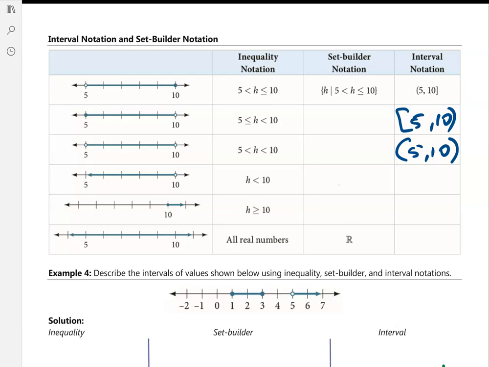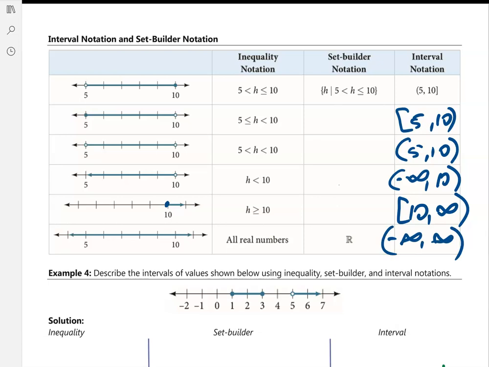10, open circle to the left, so negative infinity to 10, not including 10, that's why you have the closed parenthesis. Then from 10 and above, there is a closed circle, so 10 to positive infinity. And to the left and to the right, that's from negative infinity to positive infinity. And we note that this is all real numbers. These are meaning all real numbers.